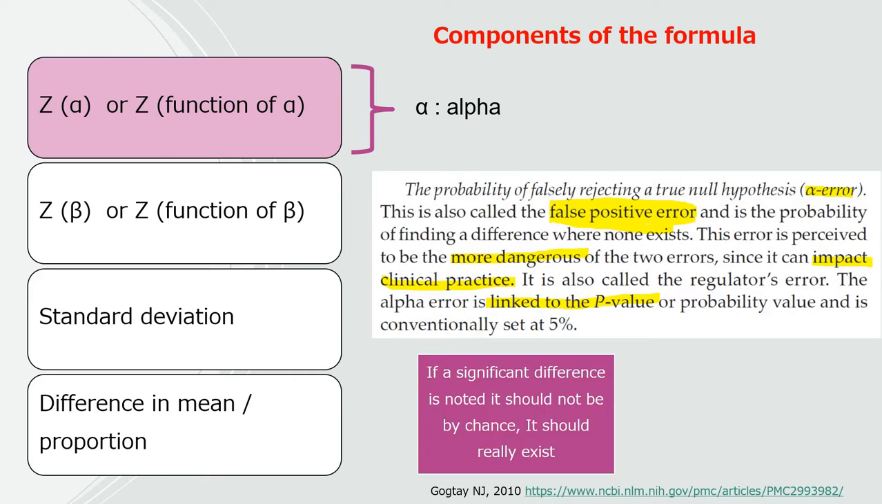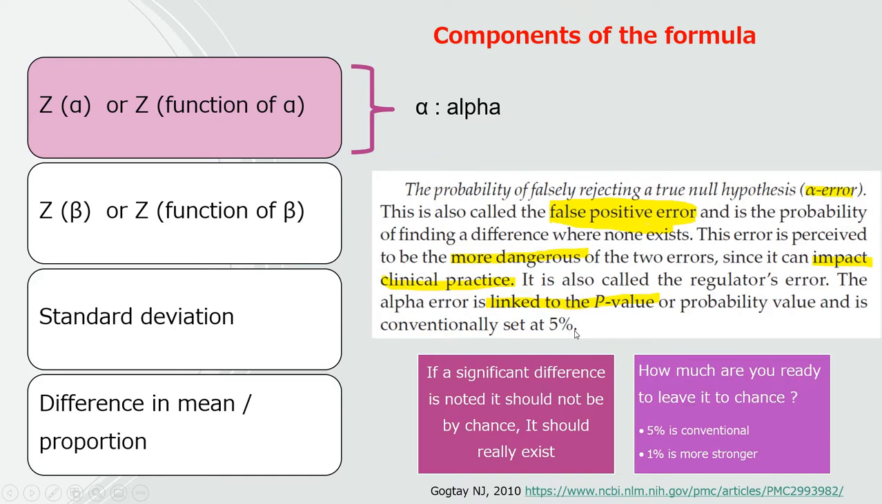What I mean is, if a significant difference is noted where it should not really exist, it is a dangerous situation, especially in clinical practice. So this kind of error should be least. So we conventionally set it as low as possible, usually at 5%. That means 95% of the times this event has occurred because of this particular intervention. You are ready to leave only this particular component of alpha for chance. Usually it is 5%, but if you keep it at 1% or 0.1%, it becomes stronger.